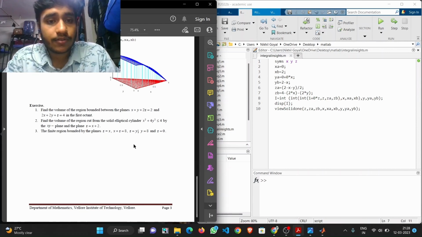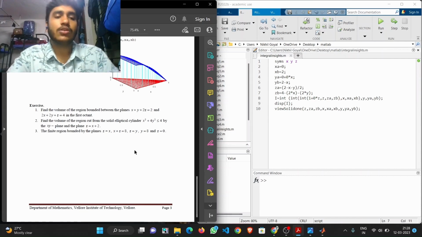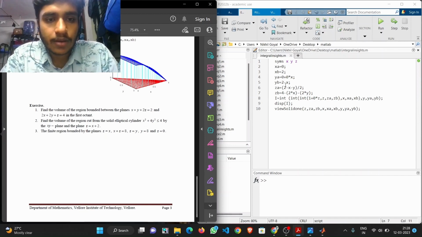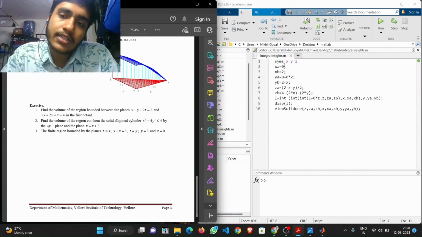And now for finding the y limits, we know that y is equals to 0 because we need to find only in the first octant. So y is equals to 0, and the upper limit will be y is equals to 2 minus x. And the same, x is equals to 0 and xb is equals to 2.